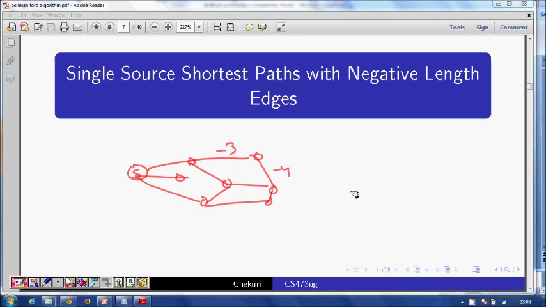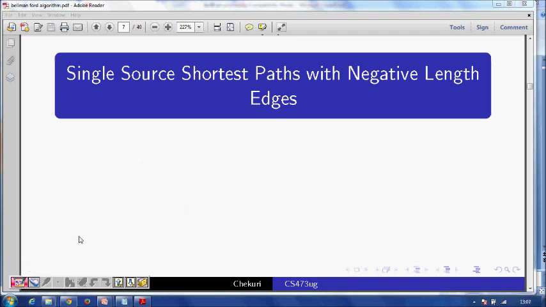Dijkstra's algorithm fails for negative weight edges. So how to handle this? We will now look at the Bellman-Ford algorithm. This algorithm works even for negative weight edges. So let's try to see.